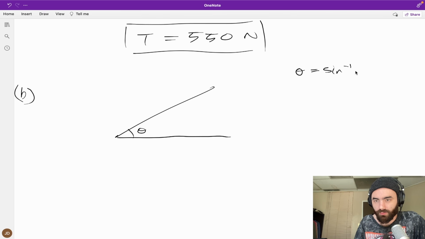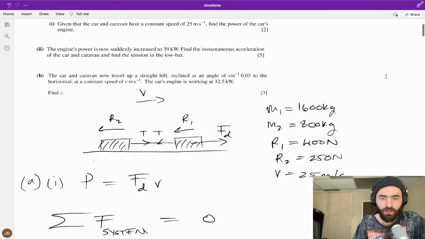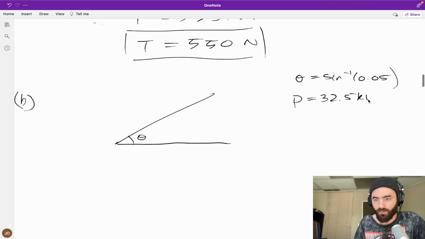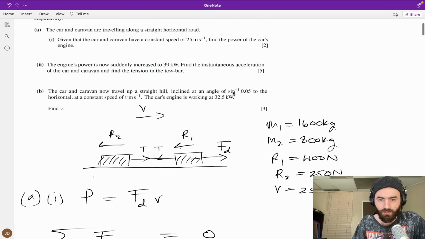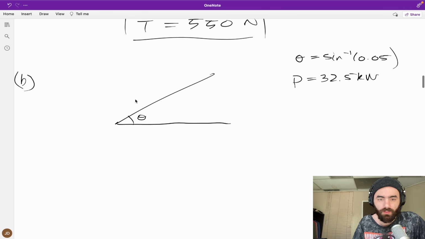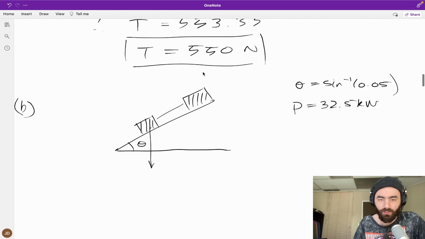Recheck these just in case. 0.05, I'm pretty sure it was. This thing has a power. Engine has a power 32.5 kilowatts. And it's now the whole caravan and the car traveling at speed V. Okay. Basically the only difference here is that we're going to have to deal with the weight as well. So we've got to remember these things.